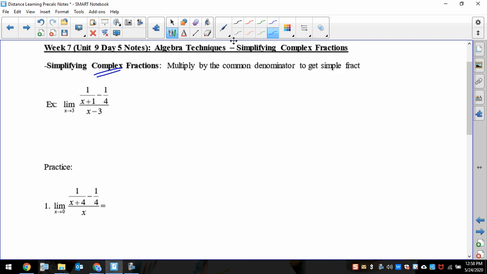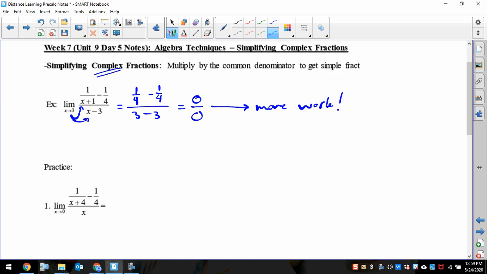So the first thing that you should always do with these limits, hopefully you remember, is try to plug it in. You should always try that first. So let's go ahead and give it a try. We're going to get 1 over 4 minus 1 over 4 over 3 minus 3, which is 0 over 0. So this means we have to do more work.